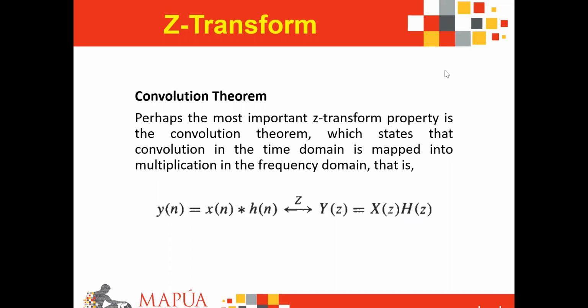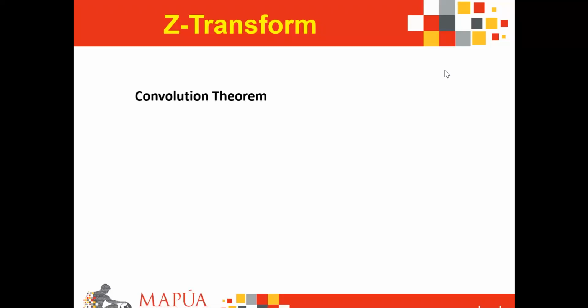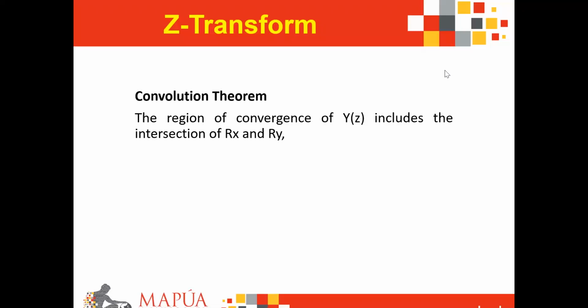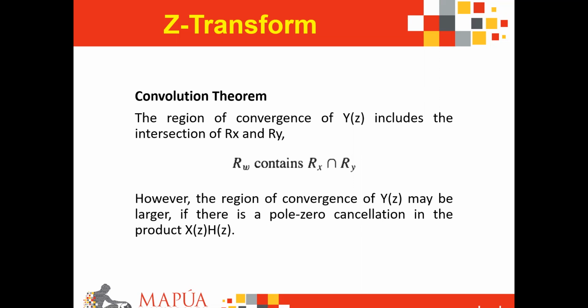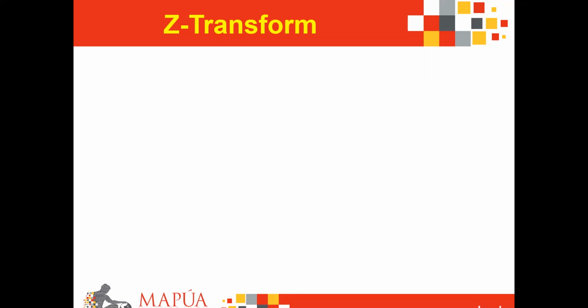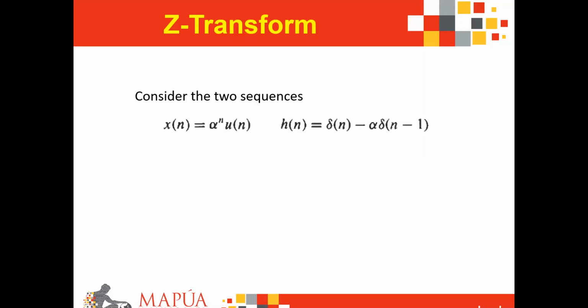Okay? So, I think I have an example here regarding the convolution theorem. For the convolution theorem, the region of convergence of your y includes the intersection of your Rx and Ry. Again, that's the intersection. Then it includes the poles, and there's a possibility that the pole and zero cancel here when you're doing the convolution theorem for the Z-transform. Okay? That's possible. So, let's show that.